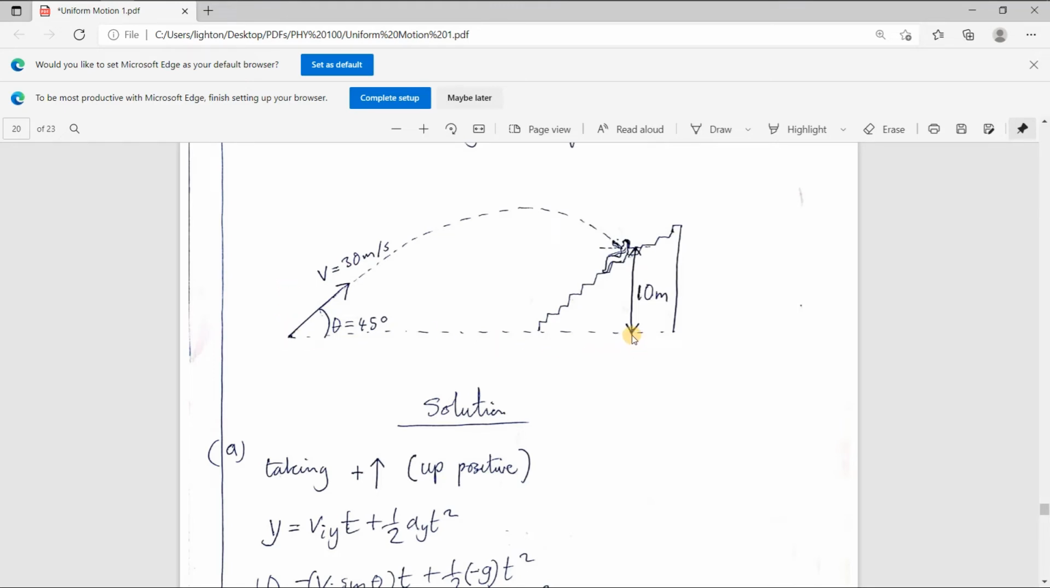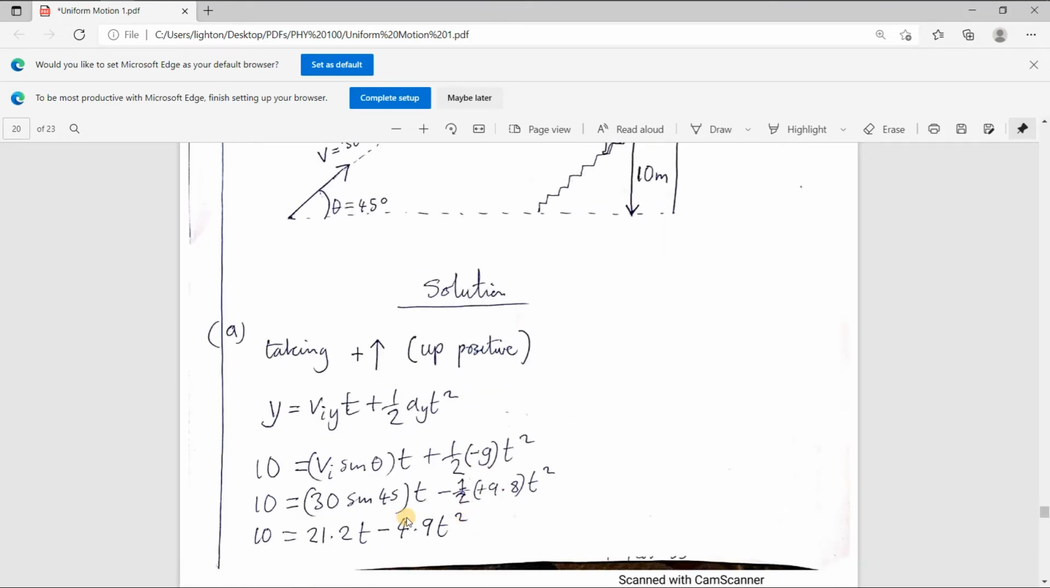Now, when you look at this level where this person is sitting, this person is up by 10 meters in the y-axis. This person is up by 10 meters vertically. So this displacement will be positive. This displacement of 10 meters will be positive. So this is a case where we're having a displacement which is positive.